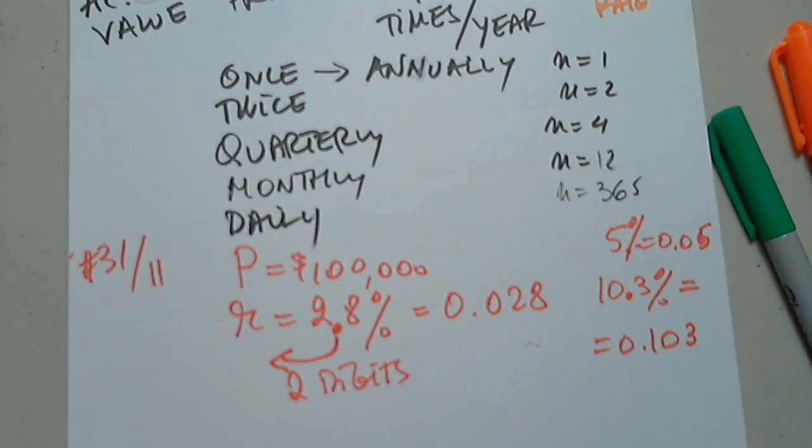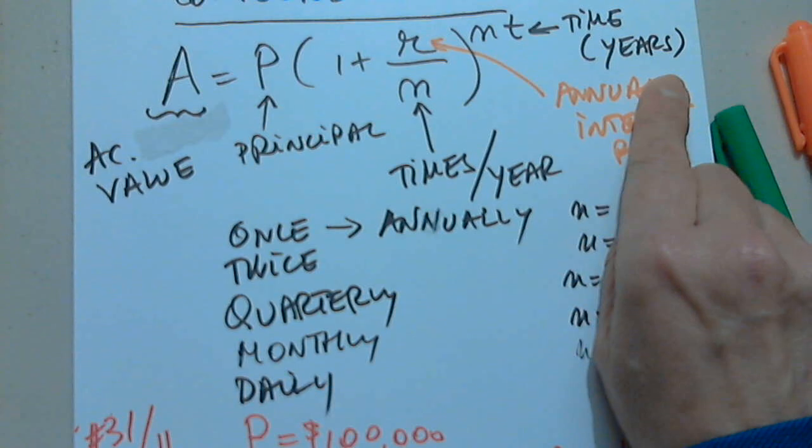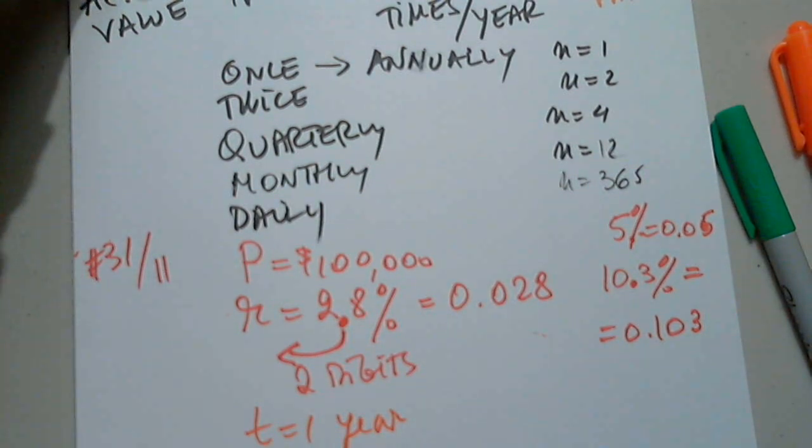How much is the investment worth, rounded to the nearest cent, of course, at the end of 1 year? So what does this 1 year represent? Well, it's this T. It's the time in years. So they're giving us T equals 1. Fine, 1 year. Perfect.